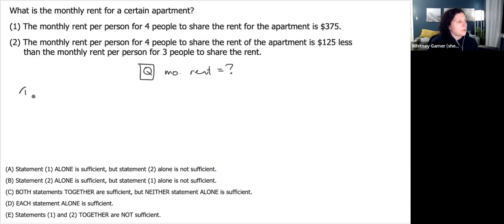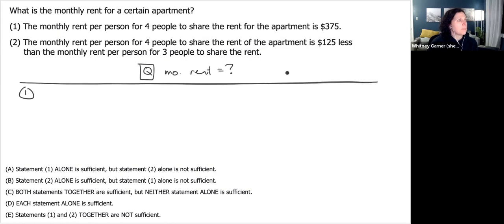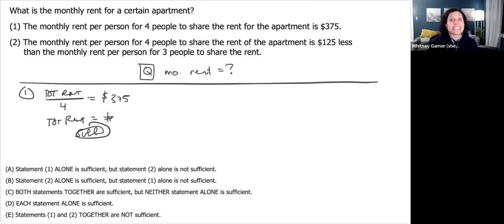All right, let's look at statement 1. Keep it nice and separate. The monthly rent per person for 4 people to share the rent for the apartment is $375. In other words, if I were to take the total rent and divide it by 4, that would make $375. If I multiply both sides by 4, that would give me the total rent for the month. That's a real value that I'm not going to calculate. That means statement 1 is sufficient. And so this time I will eliminate everything that I didn't last time.